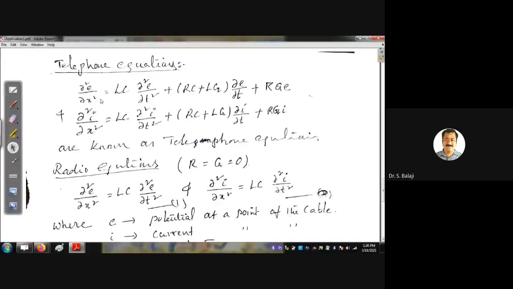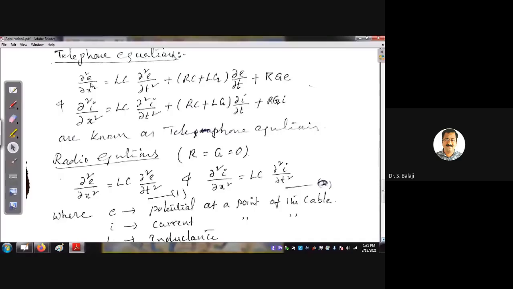These equations are already derived equations, but it is a second order PDE: del square rho, or del square V, by del x square, equal to LC del square rho by del t square, or del square V by del t square, plus RC plus LG, where G represents the leakage to the ground per unit length of the cable, times del rho by del t, plus RG rho.